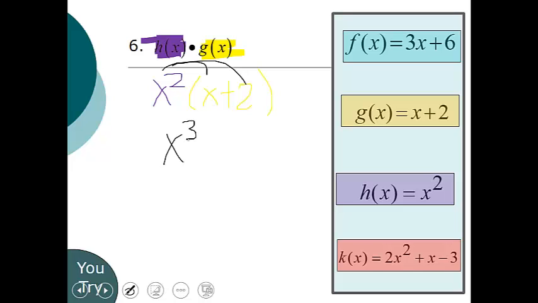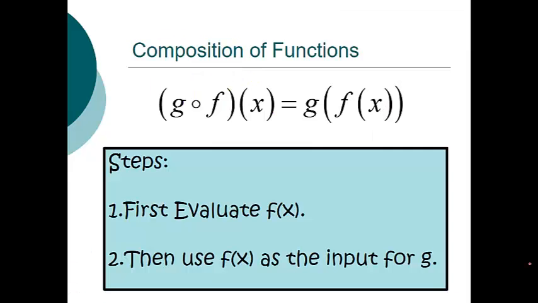I'm just going to go through and say this is x to the third plus 2x squared, because I just multiplied straight through. That is my distributive property. Okay, so the next topic of conversation is going to be the composition of these functions.